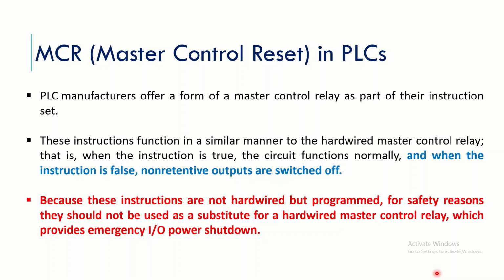Therefore, remember that master control relays are very much required from a safety point of view, because if some problem arises, immediately one branch or one zone can be isolated. Emergency IO power shutdown can be achieved with a hardwired master control relay. So that should not be substituted by this software function. Okay, so this alarm you must keep in your mind.